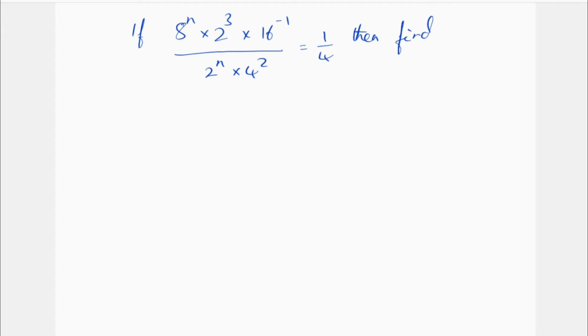Okay, the next question is, if 8 power n multiplied by 2 cube multiplied by 16 power minus 1, divided by 2 power n multiplied by 4 square, equals 1 divided by 4, then find n. Okay, the variable n they are asking us to find, given this equation is holding true.